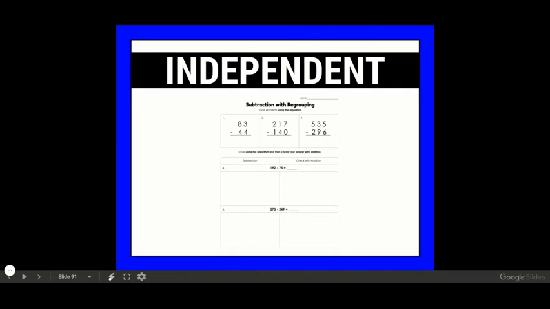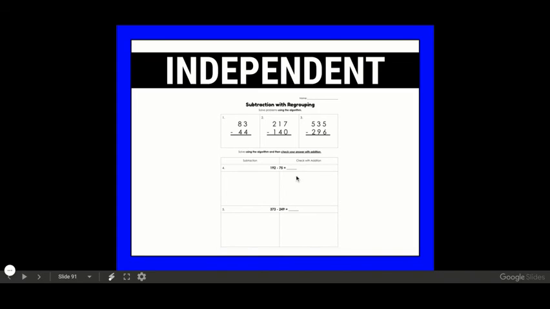Your independent practice for today is a worksheet. These first 3 problems, you need to just solve the subtraction problems using the algorithm. And then down here for these bottom 2, you're going to first solve the problem with subtraction. If you want to use the algorithm, you can. If you want to use one of the other methods, you can also do that.